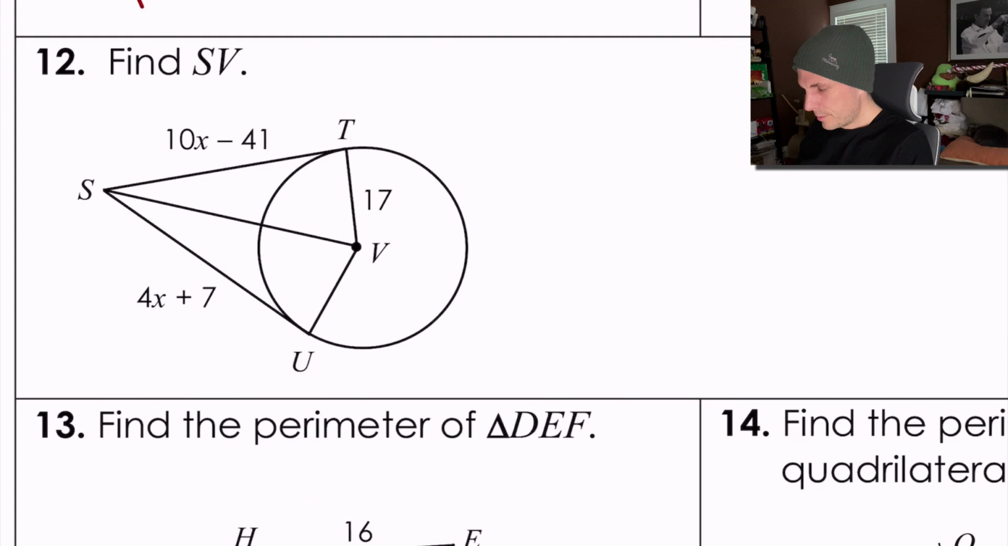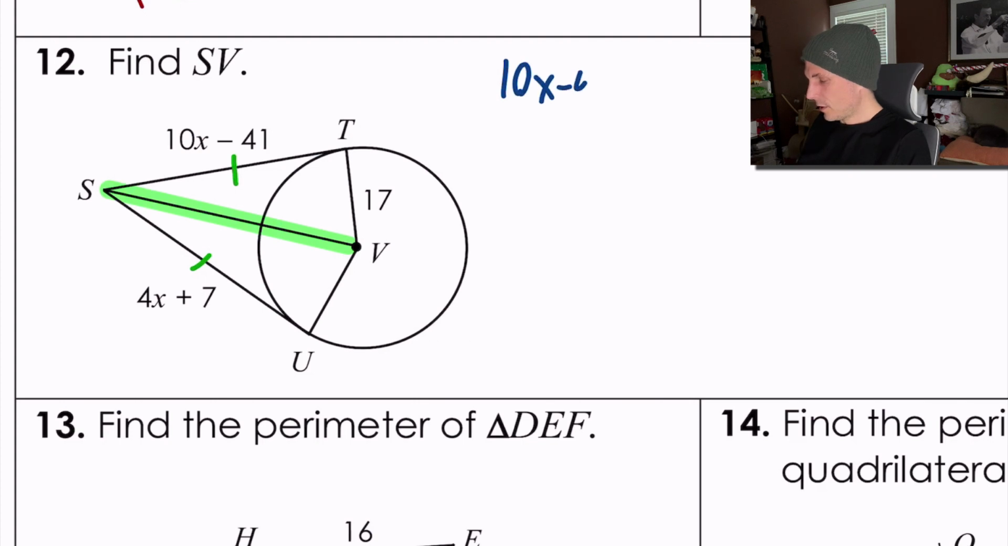Okay, so let's take a look at number 12. Number 12, they want us to find SV, so this is slightly more multi-step. Let's just highlight the part that we need to find. We need to find this green segment right here. Things we know: ST and SU are tangent to the circle, so S is equidistant to the circle on both sides. So we can therefore mark these as being congruent, and then we go ahead and solve for x first.